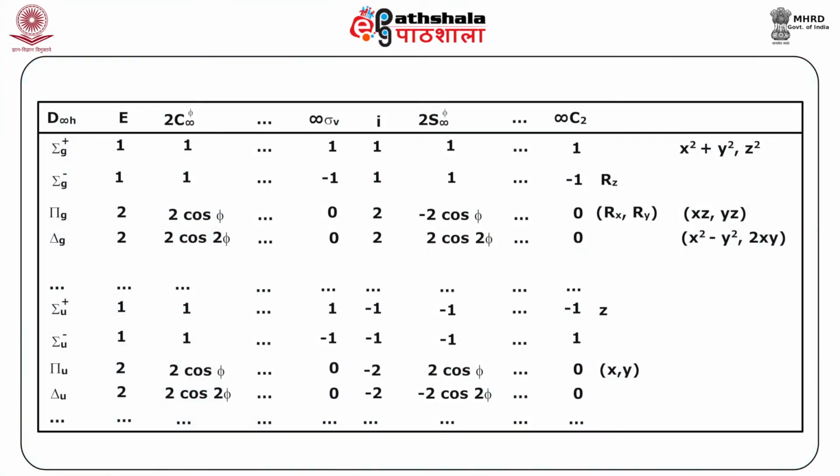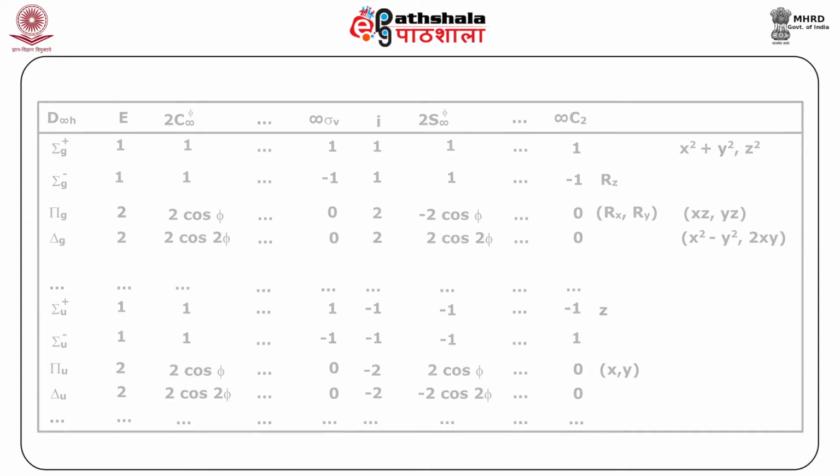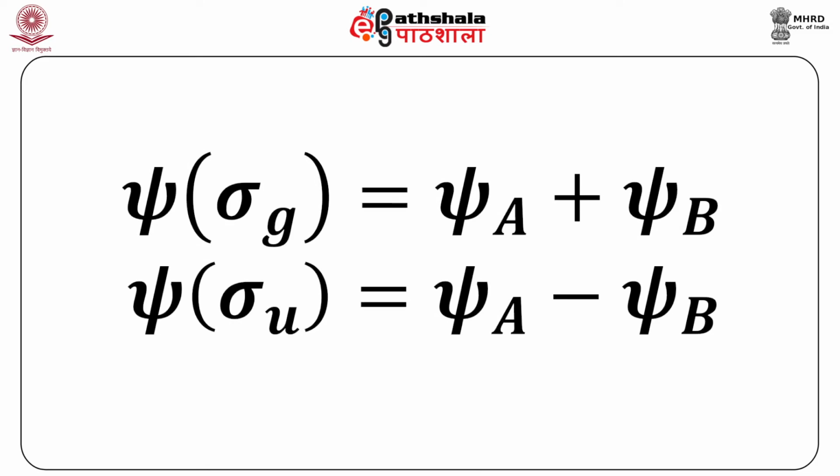Inspection of the character table shows that it reduces to sigma g plus plus sigma u plus. Now, this is an infinite group and the usual methods do not work, so we have just done an inspection to see that one is sigma u plus and the other one is sigma g plus. The two linear combinations are obtained by using the method of projection operators that we have already been using in infrared spectroscopy. The orbital of sigma g symmetry will have psi A plus psi B as the linear combination. The other one, the sigma u orbital, will be psi A minus psi B.